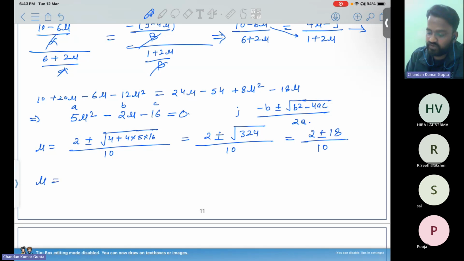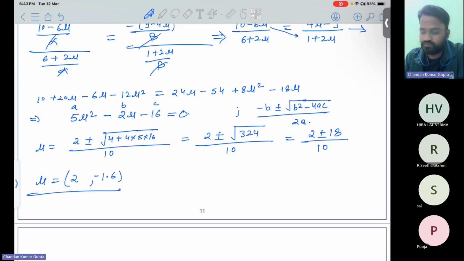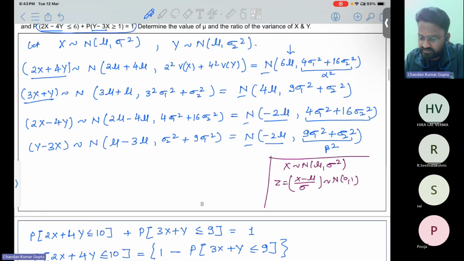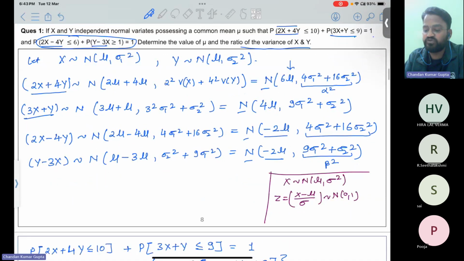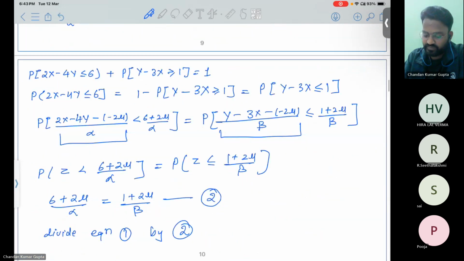So mu has two values. If we consider plus, then it is 2, or if we consider minus, then it is minus 1.6. So we have calculated the values of mu. Our next question is also the ratio of the variance of this. That means we have to evaluate sigma 1 square divided by sigma 2 square.